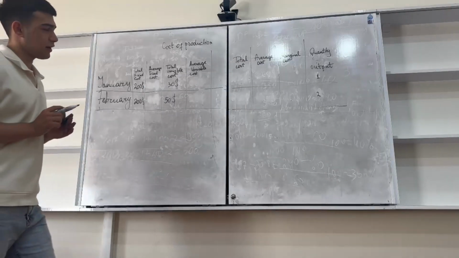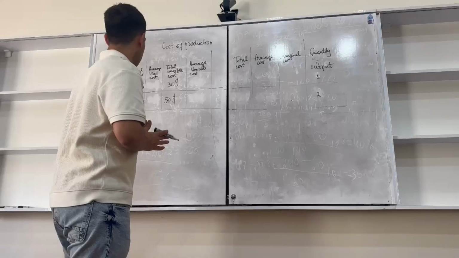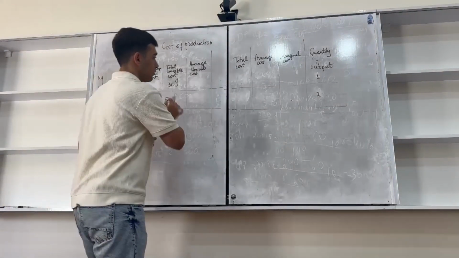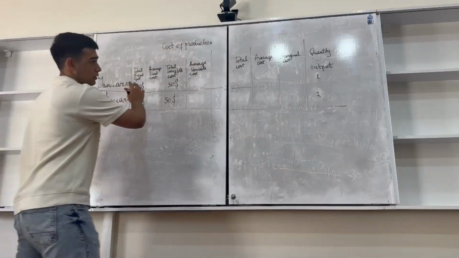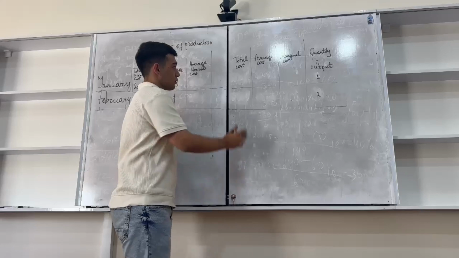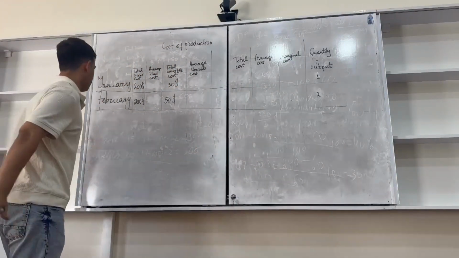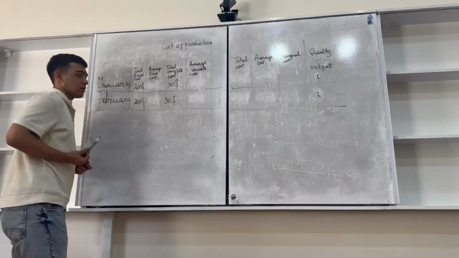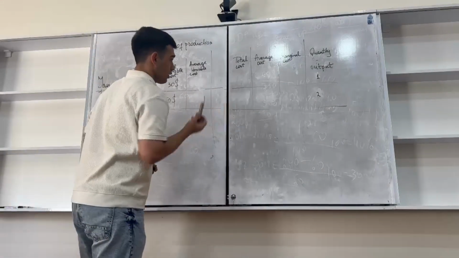Hello again guys, I will explain to you the cost of production table on the board. So first they must give us total fixed cost, total variable cost and quantity output, because we must find total cost, average cost and marginal cost and their averages. So firstly, the average fixed cost formula is total fixed cost divided by quantity output.